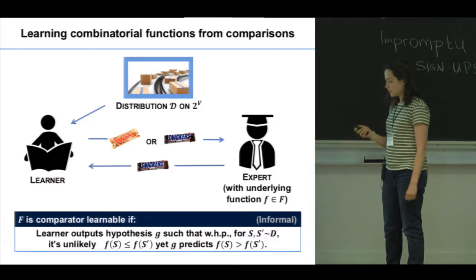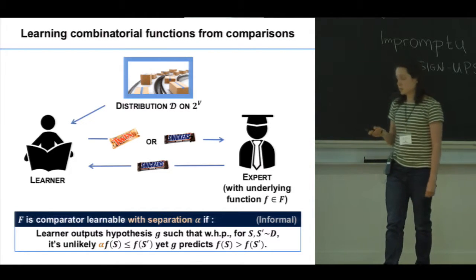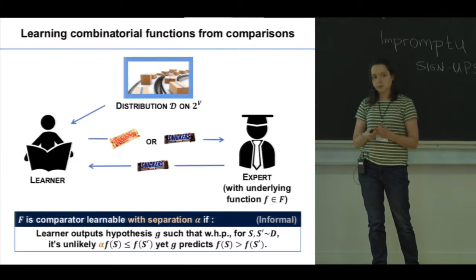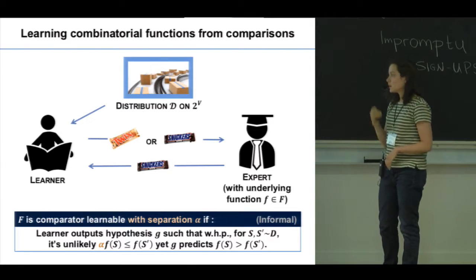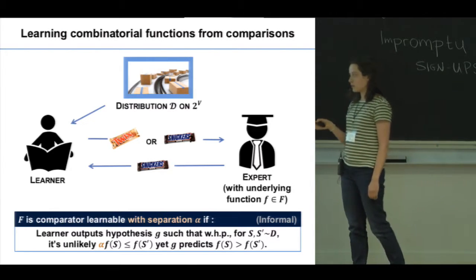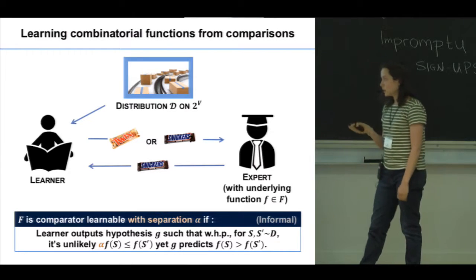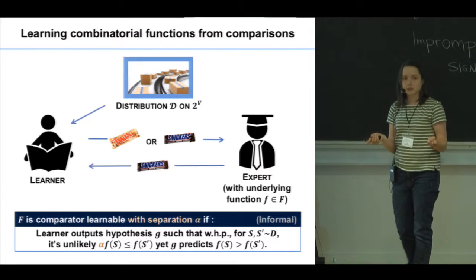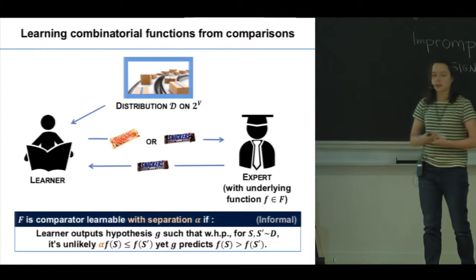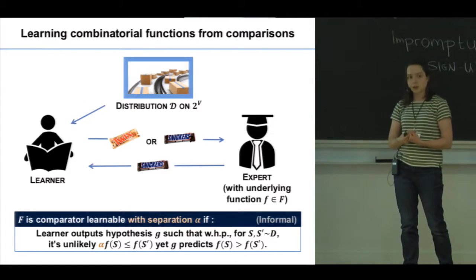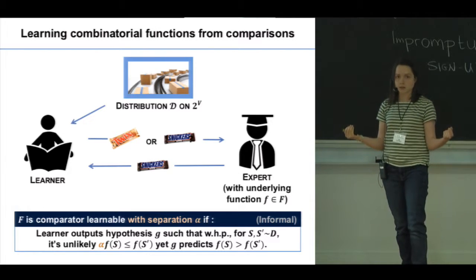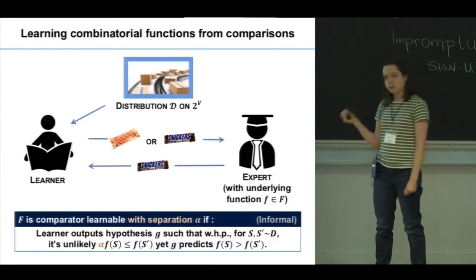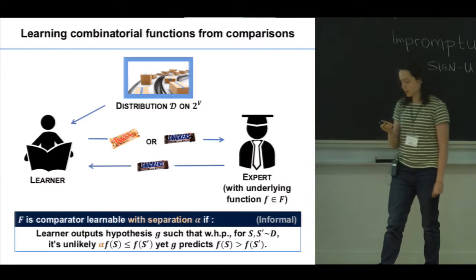So to weaken this definition, we say that f is comparator learnable with separation alpha if the comparison hypothesis g that the learner returns is such that with high probability, for two subsets S and S prime drawn from the distribution, it's unlikely that their values are a multiplicative factor of alpha apart, yet g predicts incorrectly.